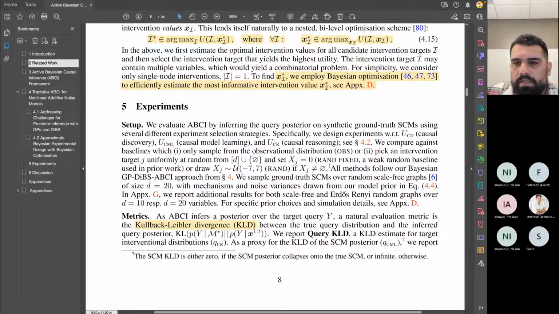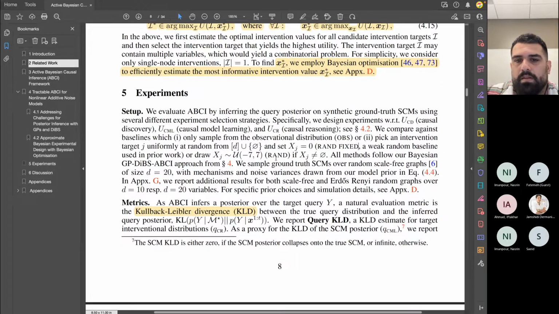One of them is samples from an observational distribution, so no intervention. So this is one type of the data they use. The second type of data is performing interventions at random, and basically they call that rand fixed. So this is another type of data that they have, based on a uniform distribution.